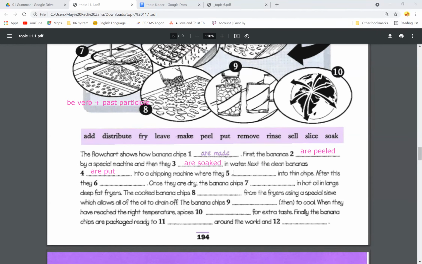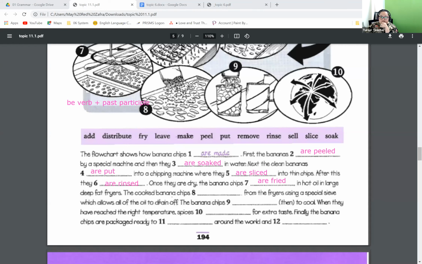Are sliced. They are not cut. Where do we use the cut? Sliced. Okay. After these, they blank. Rinsed. They are rinsed. Once they are dry, the banana chips are blanched in hot oil. Fried. Are fried. Obviously, it's fried because there's oil.